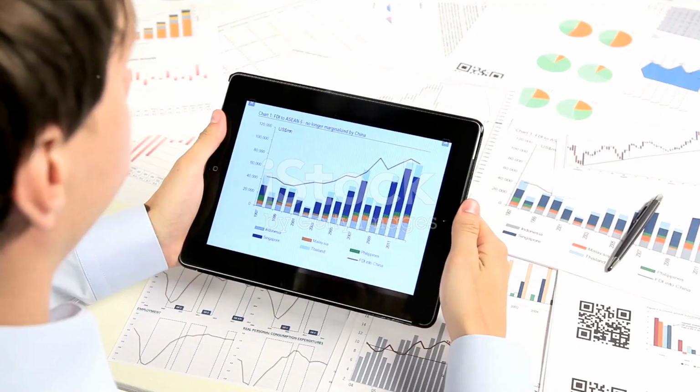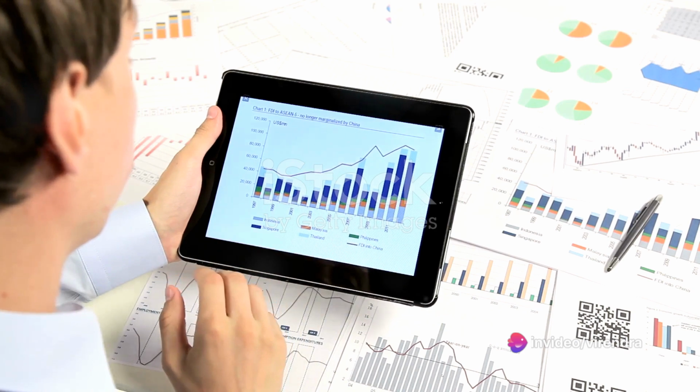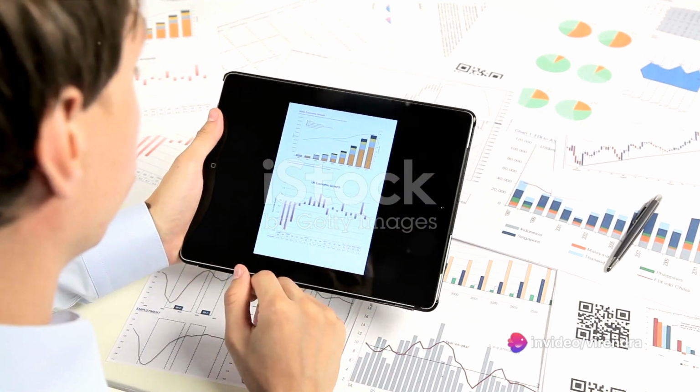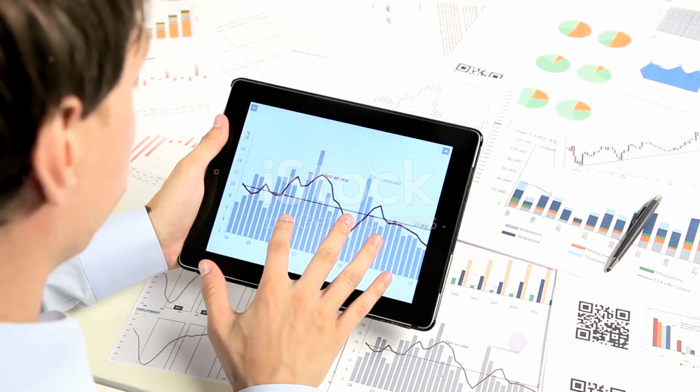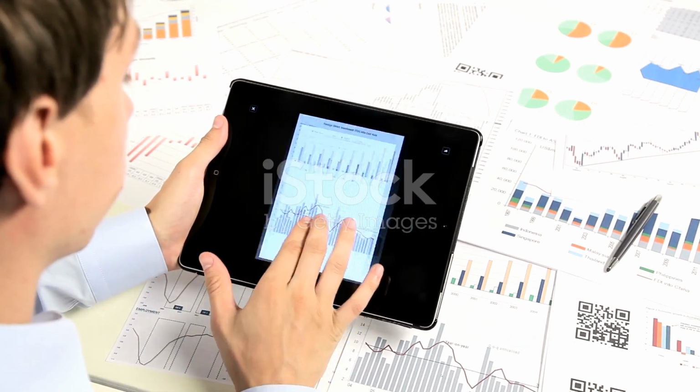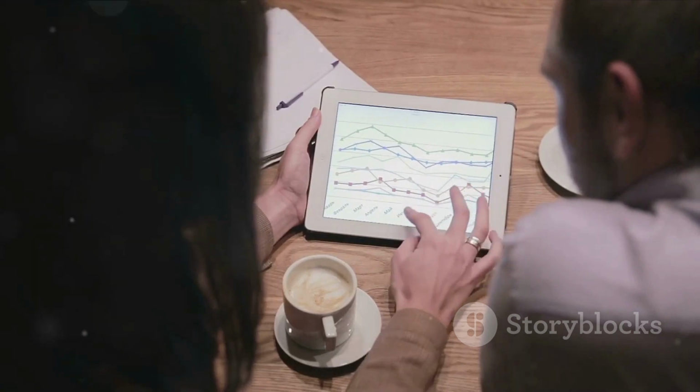Then we analyze. This is where we dig into our data and look for causes of the problem. Why are our sales low? Is it pricing, marketing, distribution, or something else? Analysis helps us identify what's driving our problem.